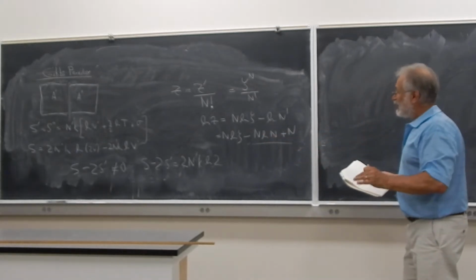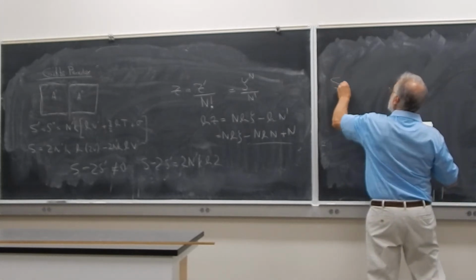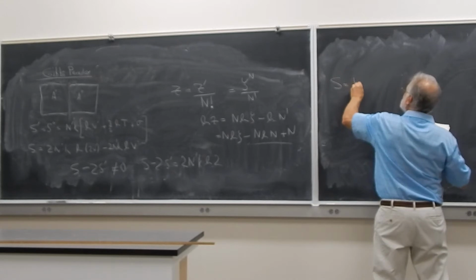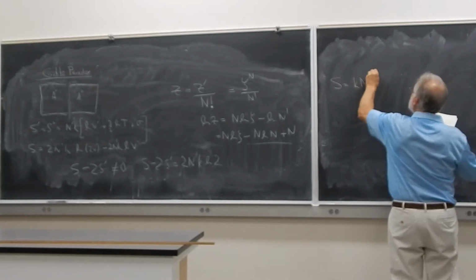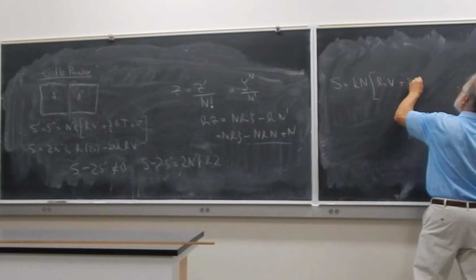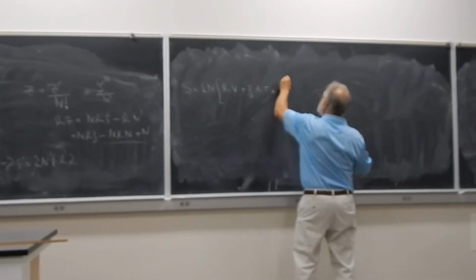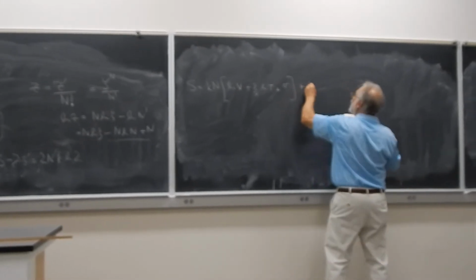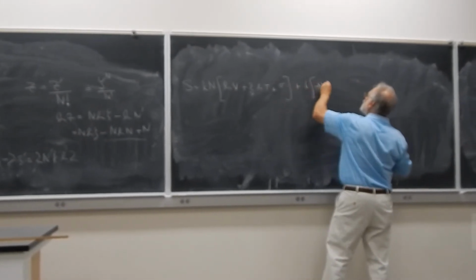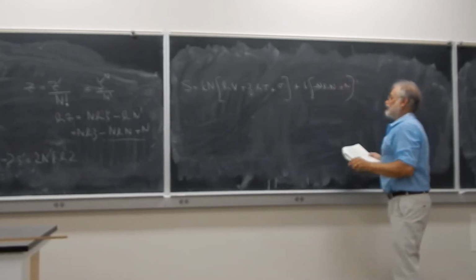But the entropy is affected by that. My new entropy then, and this is correct, I'm not writing the wrong answer this time, is kN log V plus 3/2 log T plus sigma plus k minus N log N plus N, and that is correct.